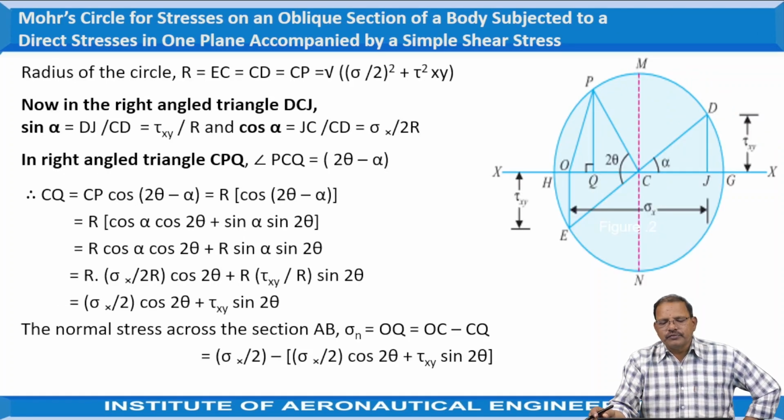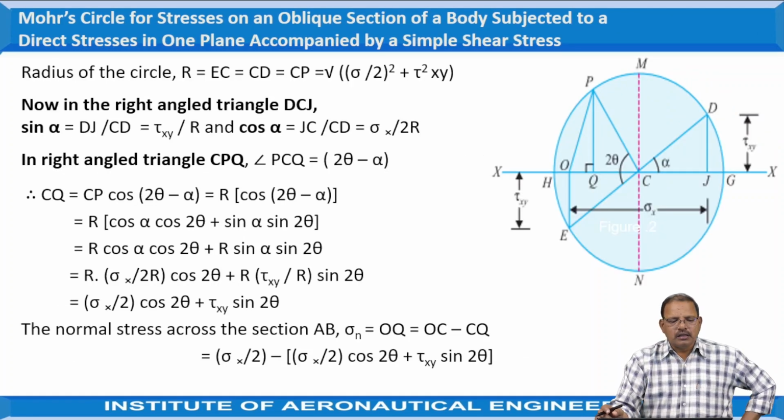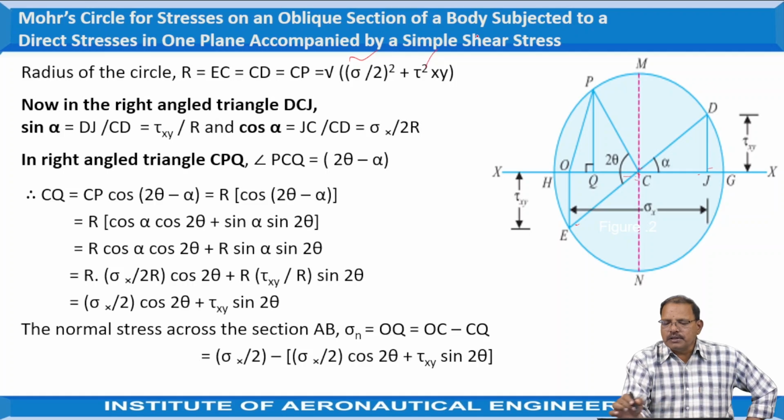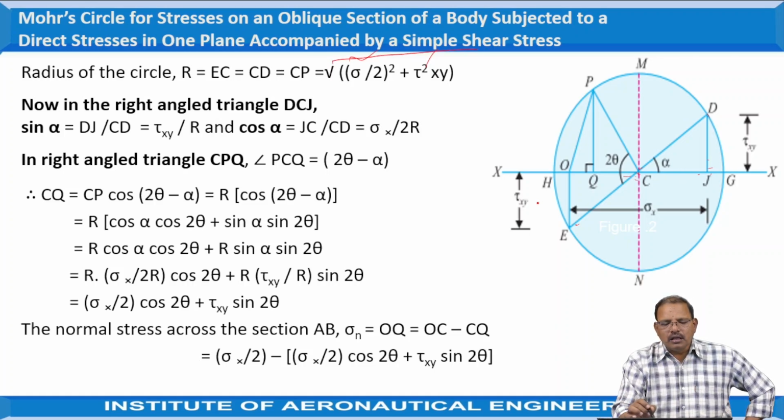Just to prove now, the radius of the circle is equal to, according to this problem, EC, or it is also equal to CD, which is equal to the square root of (sigma x by 2) whole square plus (2xy) whole square, because OC is nothing but OJ, representing sigma x by 2, and DJ is representing 2xy. That is nothing but the radius of the circle R.